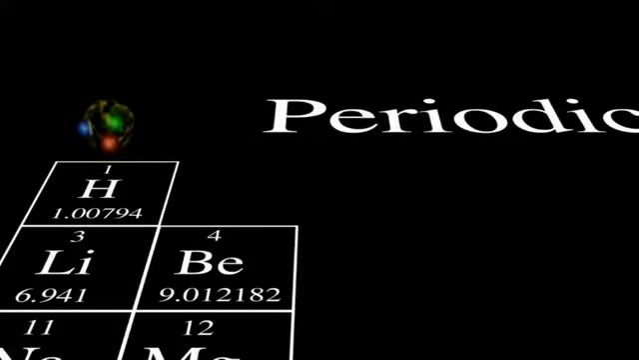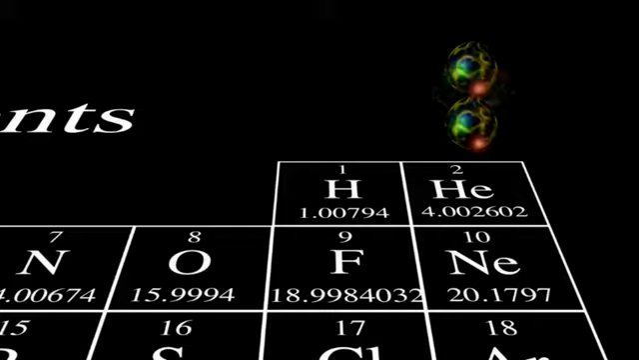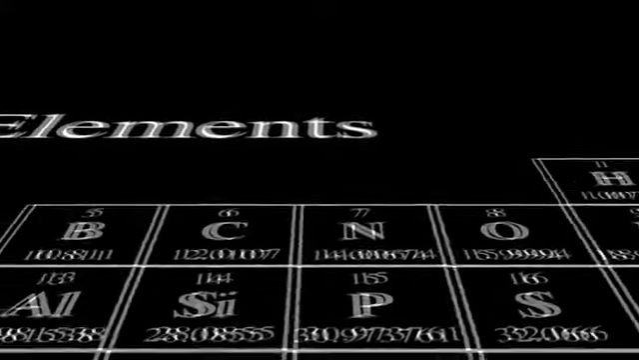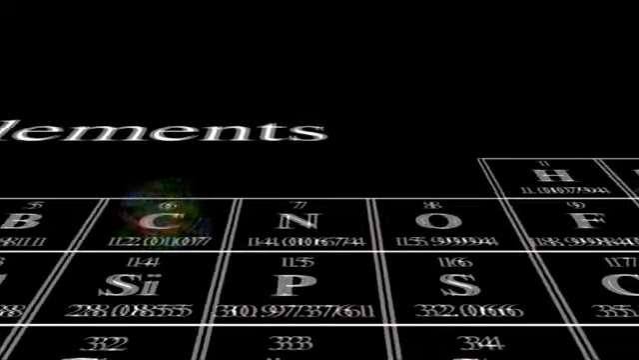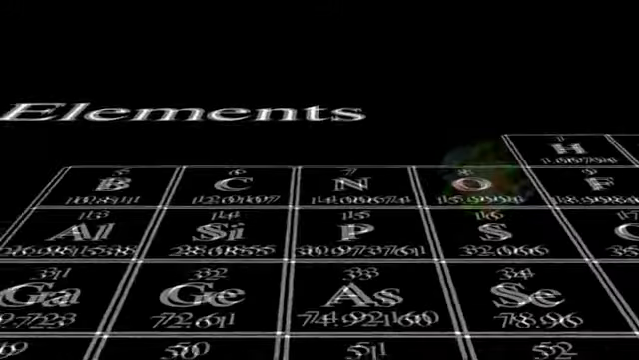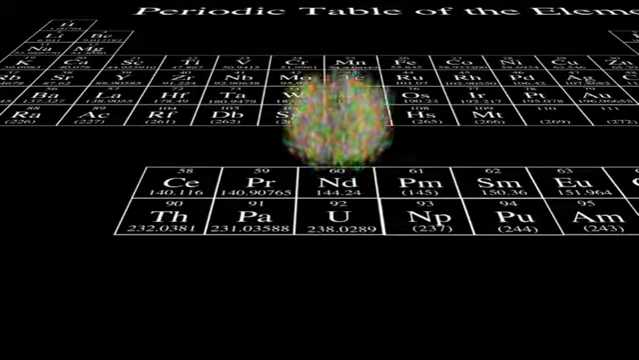1 proton in the nucleus makes hydrogen. 2 form helium. 6, carbon. 8, oxygen. 79 is gold. And 92, uranium.